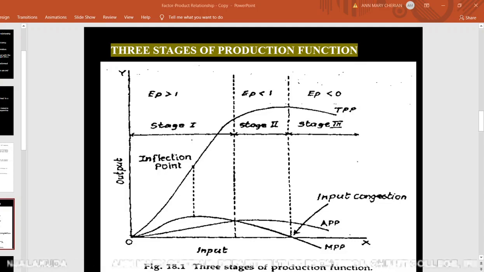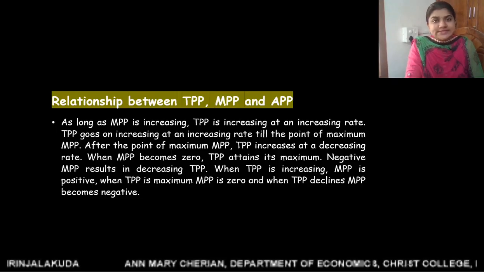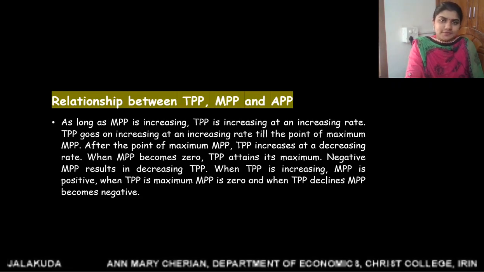So these are the 3 stages or 3 zones in classical production function, and these 3 stages represent 3 types of return. The first stage represents increasing return, the second stage represents decreasing return, and the third stage represents negative return. So we have discussed the classical production function.